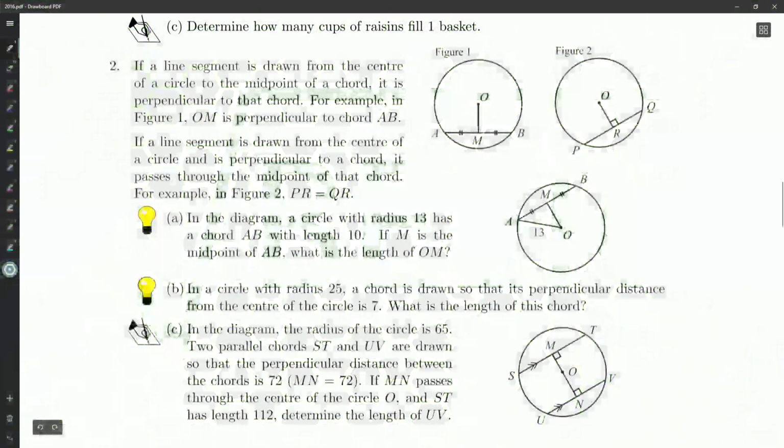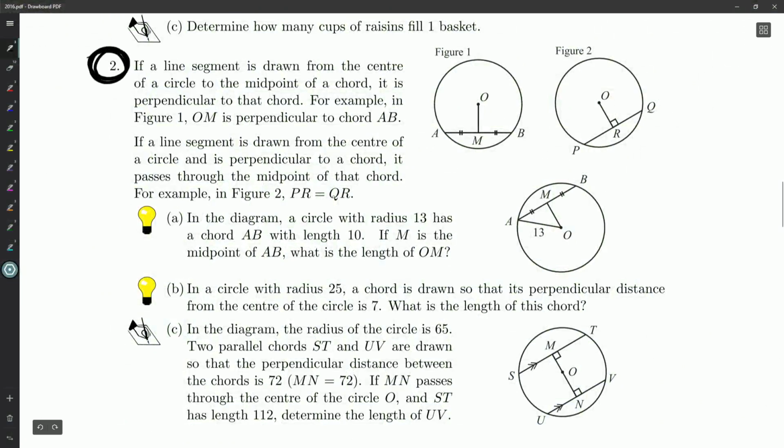Hello, ladies and gentlemen, and welcome back. We are still looking at the 2016 Hypatia contest, and we are on question number 2.